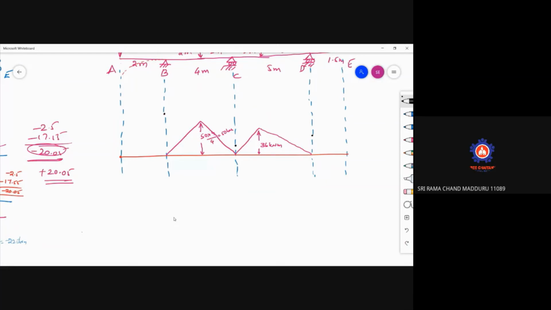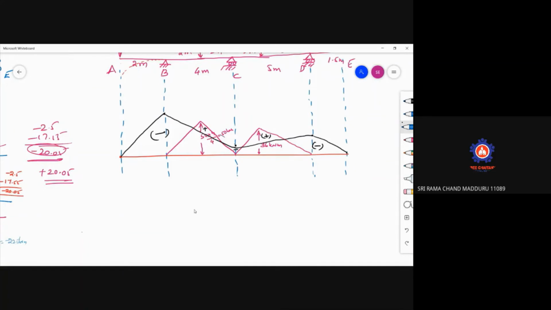Like this. So now this is negative. This portion is negative. All are straight lines only. It is not any curved portion. Everything is a straight line. So this is positive here. This is positive, and this portion is negative.